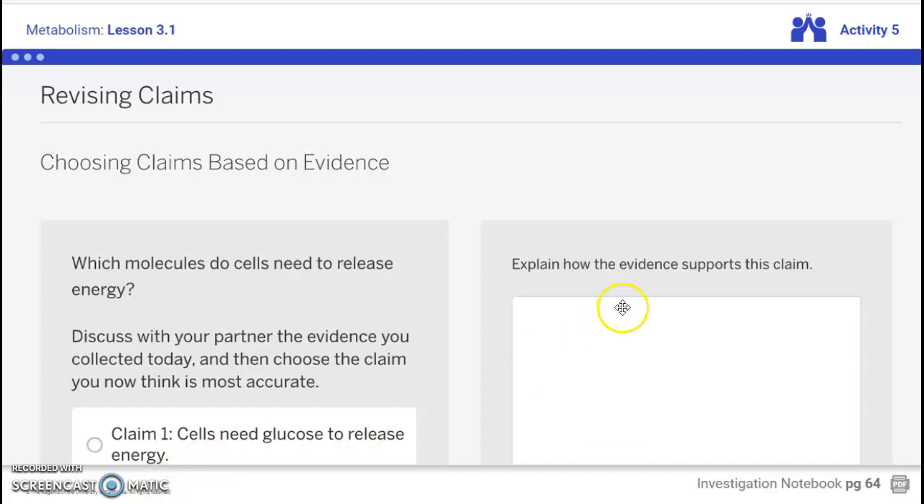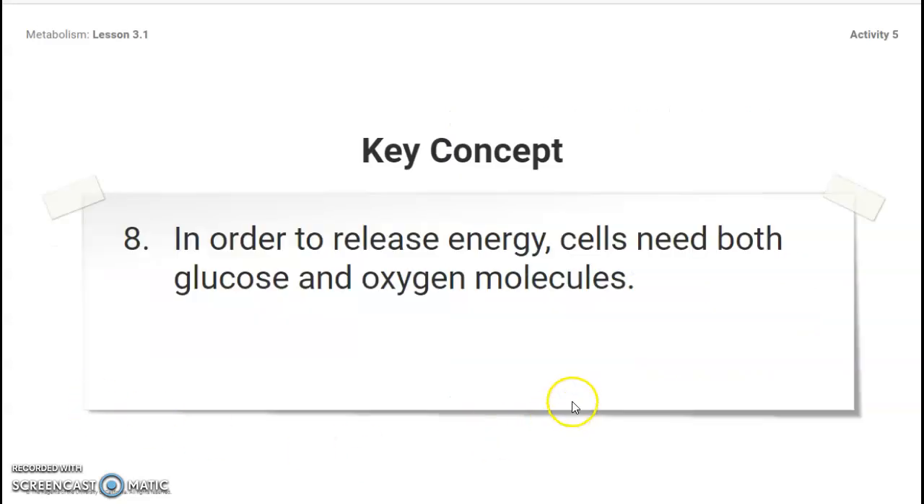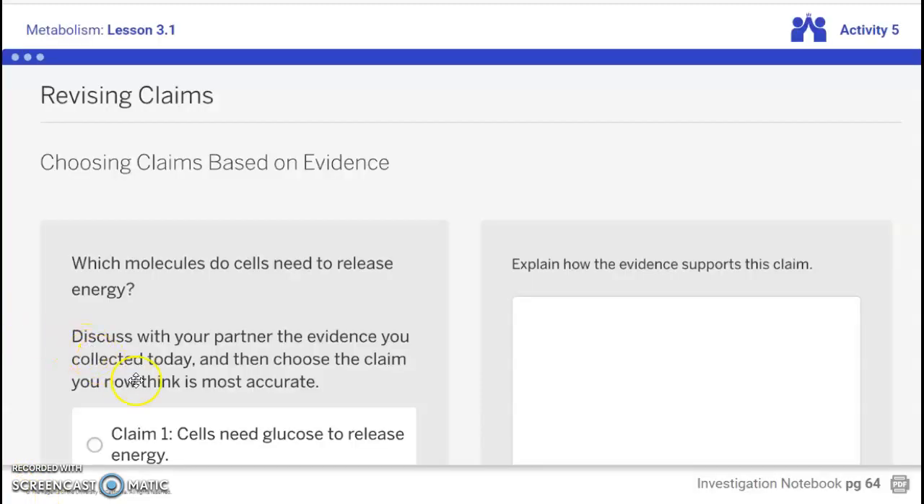So hop back in, decide what claim that you decide now is correct, and explain how that supports your evidence. Remember, you need to discuss this with your partner and come up with an answer to this. And remember, having those conversations is really going to help you to have more evidence and more understanding because you have different perspectives. So I'm going to look at this key concept with you guys. You should make sure that you pause the video to go ahead and do this activity before I do the key concept.